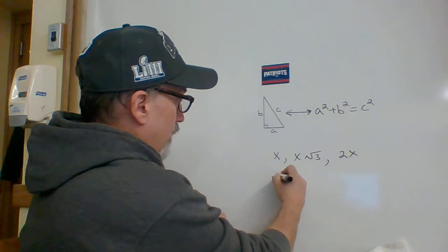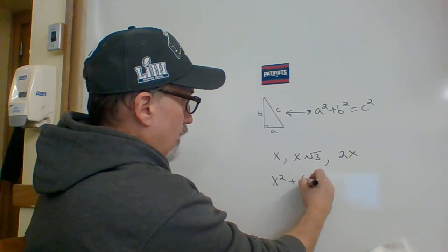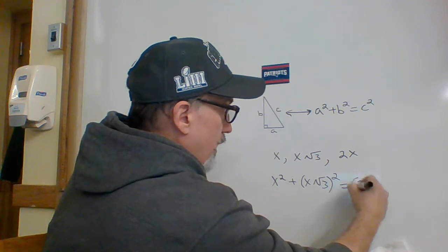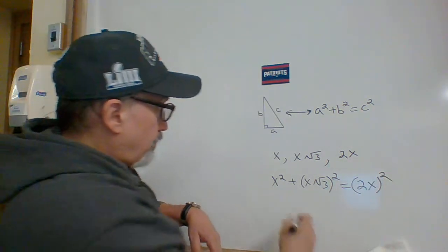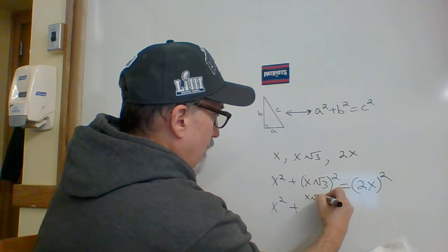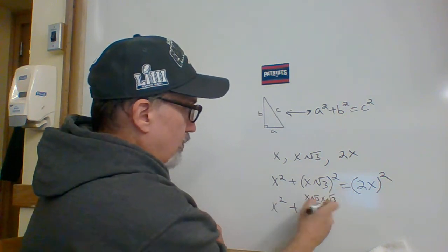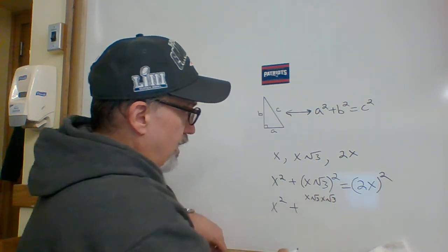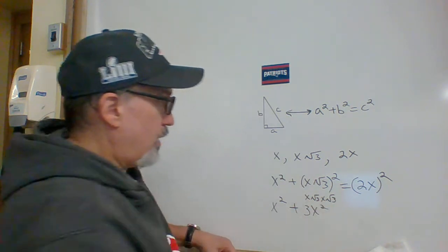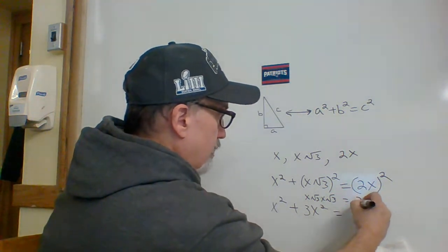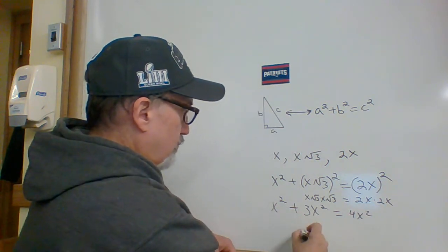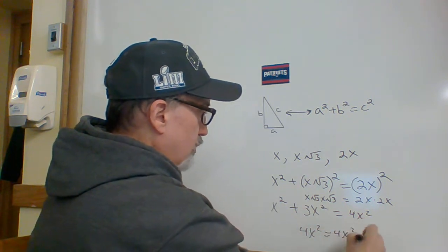So once again, we'll square the x, and we'll add that to the square of x times the square root of 3, and then we will square the 2x and see if it works out. On the left side, we have x squared plus, now, when you multiply this quantity by itself, x times the square root of 3 times x times the square root of 3, the square root of 3 times the square root of 3 is 3. By definition, x times x is x squared, so we have 3x squared on the left side. On the right side, we have 2x times 2x, which is 4x squared, and x squared plus 3x squared is also 4x squared. So we've proven the second case.